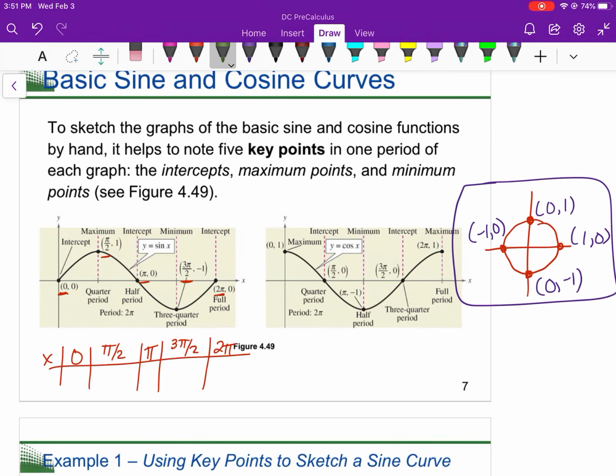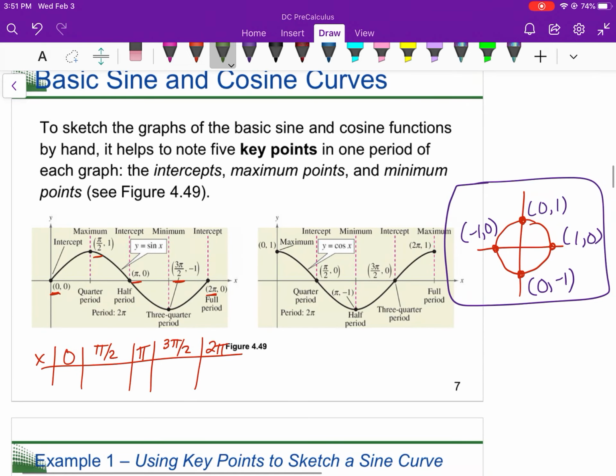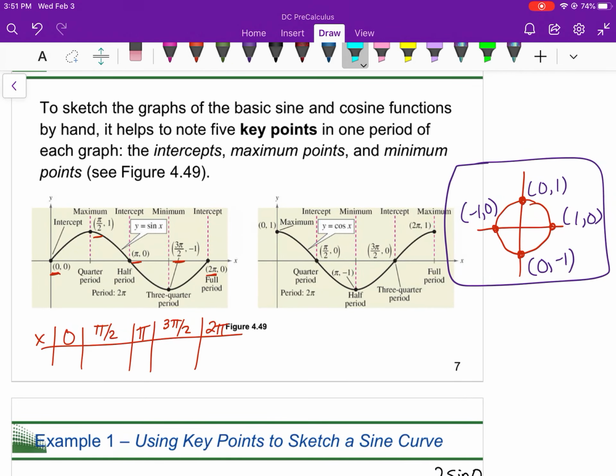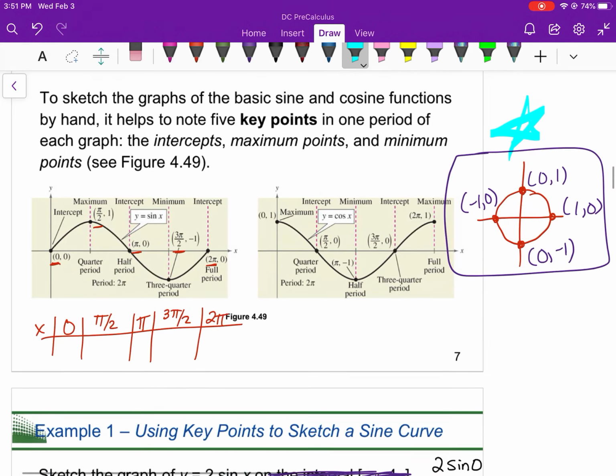With our XY table, we're going to divide one period into fourths. And that's going to give us 5 regions that we're going to be graphing, or 5 ordered pairs. And if you know these ordered pairs right here off your unit circle, then you're going to be just fine as we start graphing.